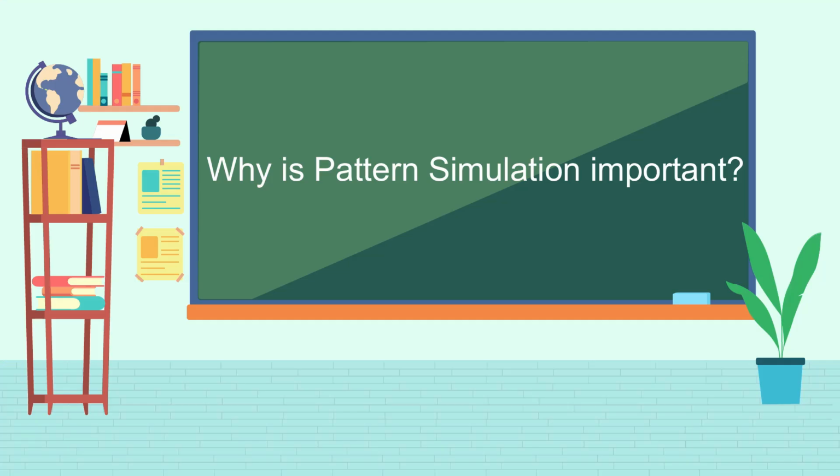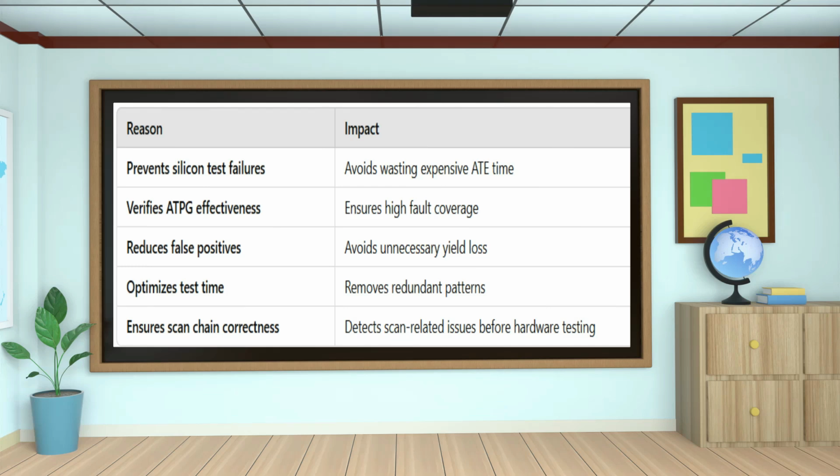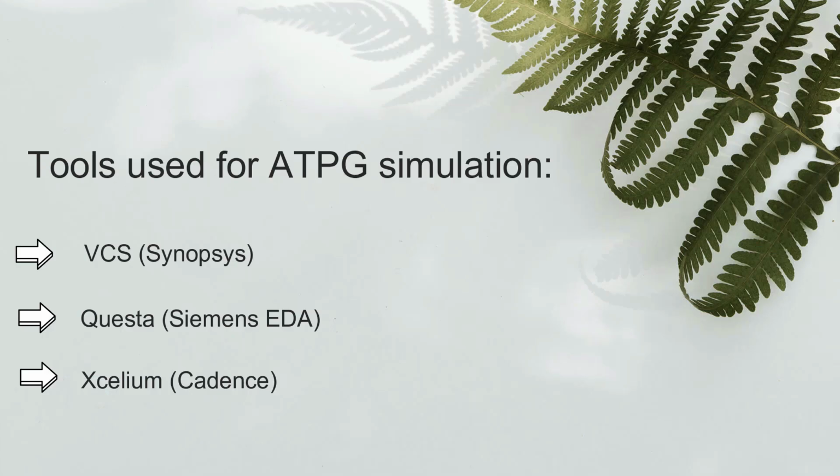Why is pattern simulation important? Here is a list of reasons and their impacts. Read it carefully. Terms like fault coverage and yield loss will be discussed in upcoming videos. Tools used for ATPG simulation. The major ATPG simulation tools available in the market are VCS from Synopsys, Questa from Siemens, and Xcelium from Cadence.